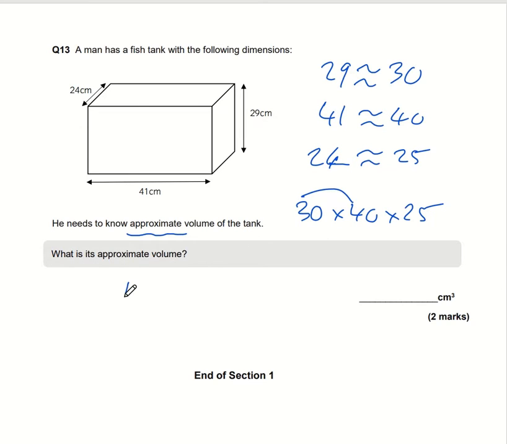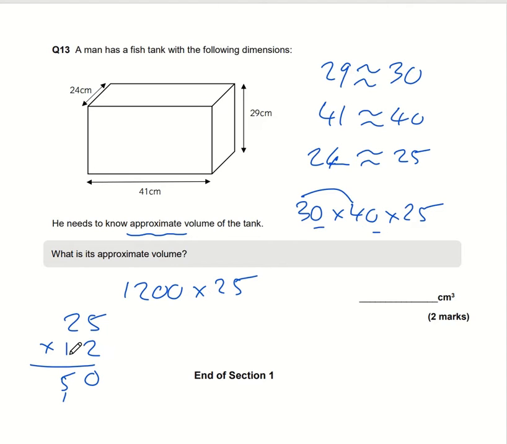3 times 4 is 12. Put the 2 zeros back. So what is 1200 times 25? So what I'm going to do is multiply 25 by 12 and then put 2 zeros on the end. 2 5s are 10, carry 1, 2 2s are 4, plus 1 is 5.